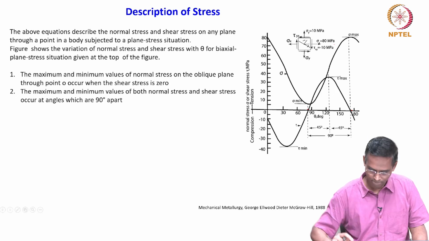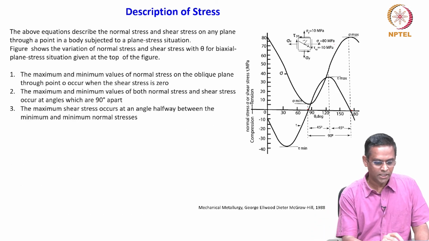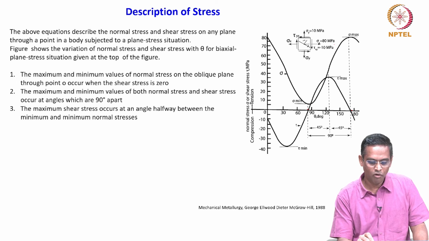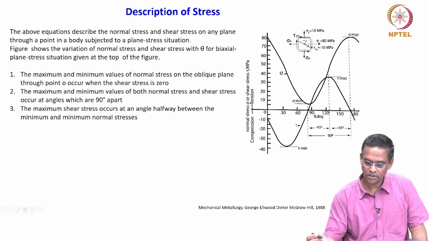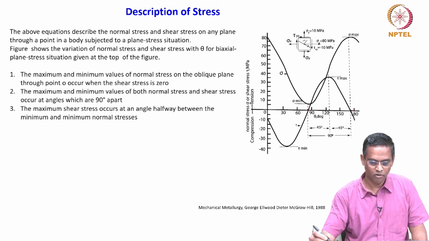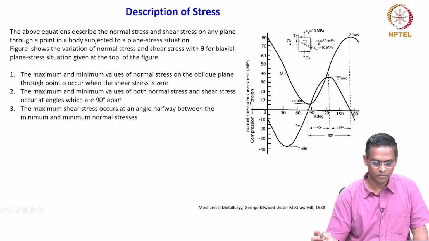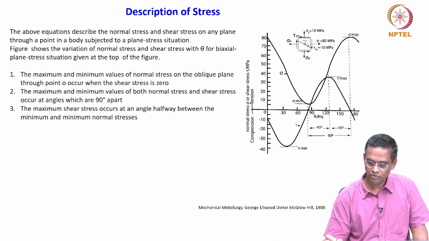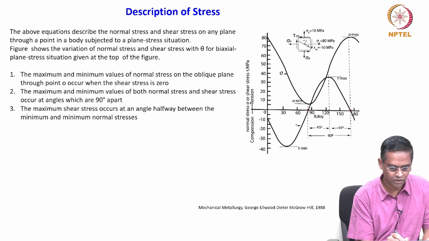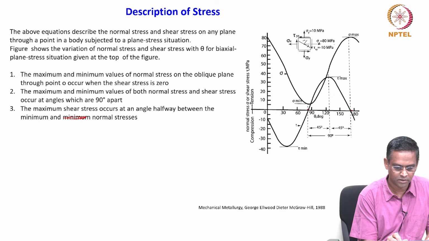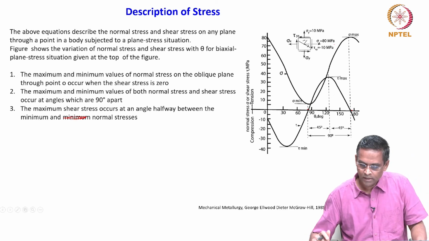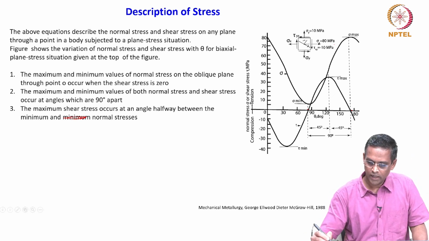The maximum shear stress occurs at an angle halfway between the minimum and maximum normal stresses. So, this is what it is: the maximum shear stress is halfway between the angles of the minimum and the maximum normal stresses. So, this is halfway.